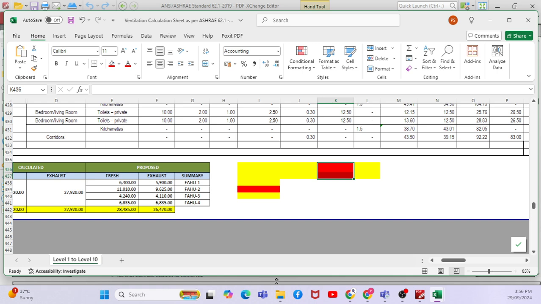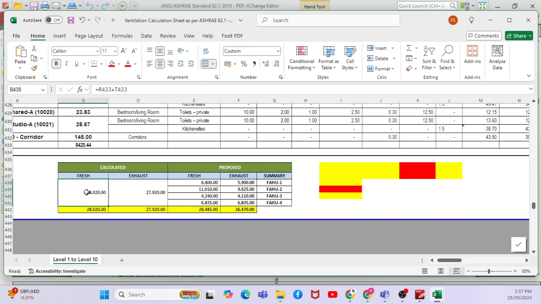Depending on the designer and the policy person planning the input for the specific area, I will decide that each FHU serves the nearest area. So I can decide how many FHUs to go with, because if the airflow rate is very high, my duct size will also be very large, and then I cannot accommodate it within the shaft. Based on that, I can categorize the number of FHUs.